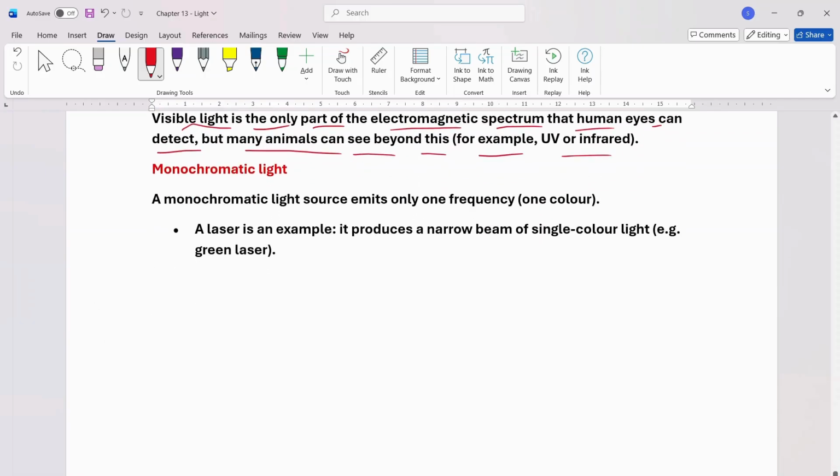Monochromatic light. What is monochromatic light? A monochromatic light source emits only one frequency, which is one color. An example is a laser. It produces a narrow beam of single color light.